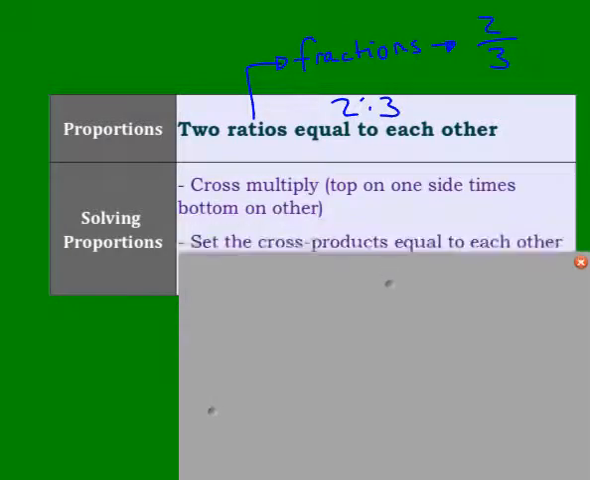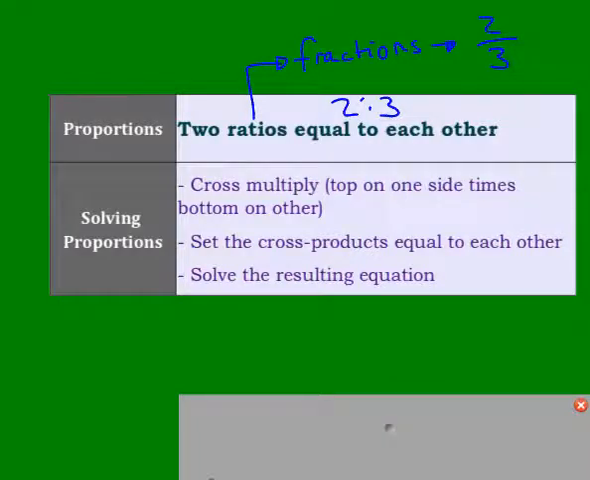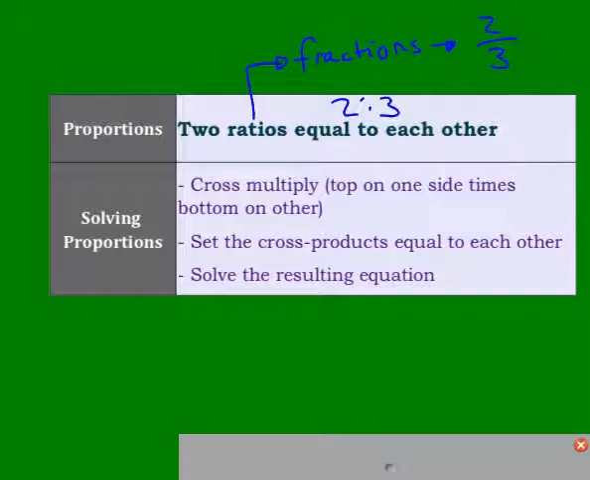Now, solving proportions is cross-multiplying, top on one side, bottom on the other. Set the cross products equal to each other, and then solve the resulting equation. What that means basically is you're going to have A over B, for example, equal to C over D. When you cross multiply, that results in A times D equal to B times C. And so no matter how that works, you need to know how to cross multiply.